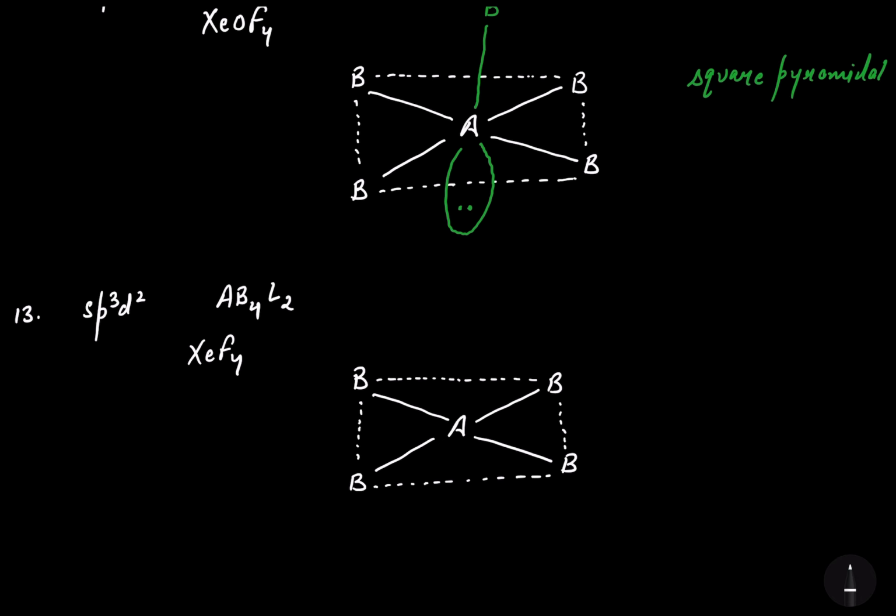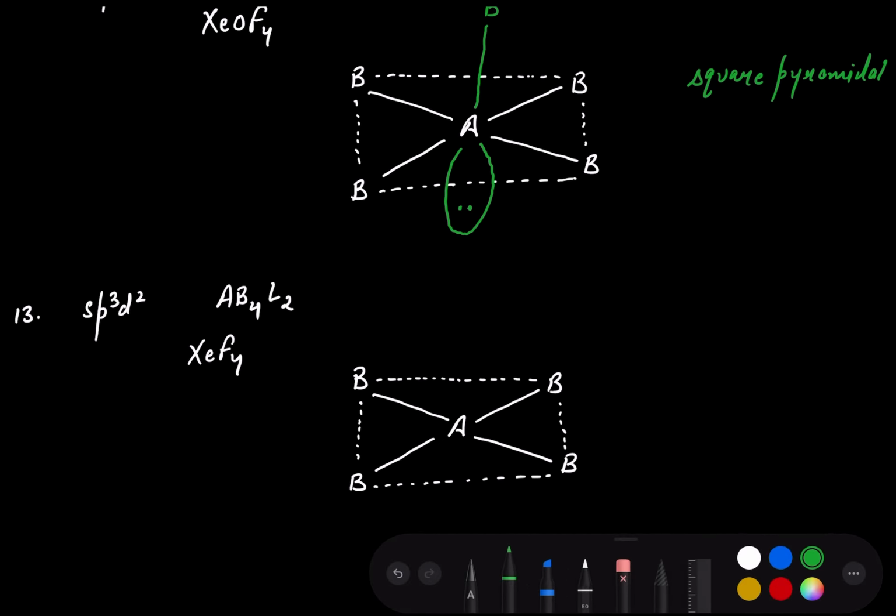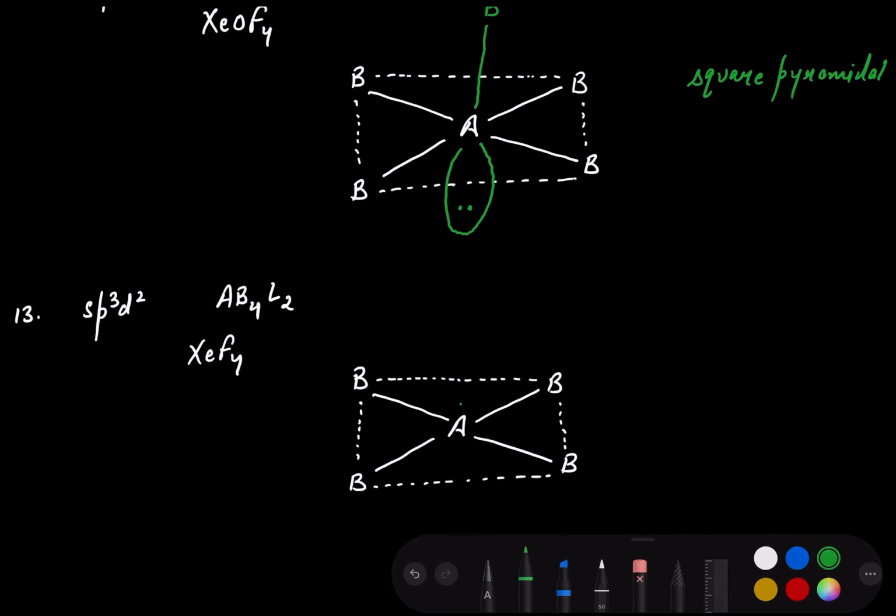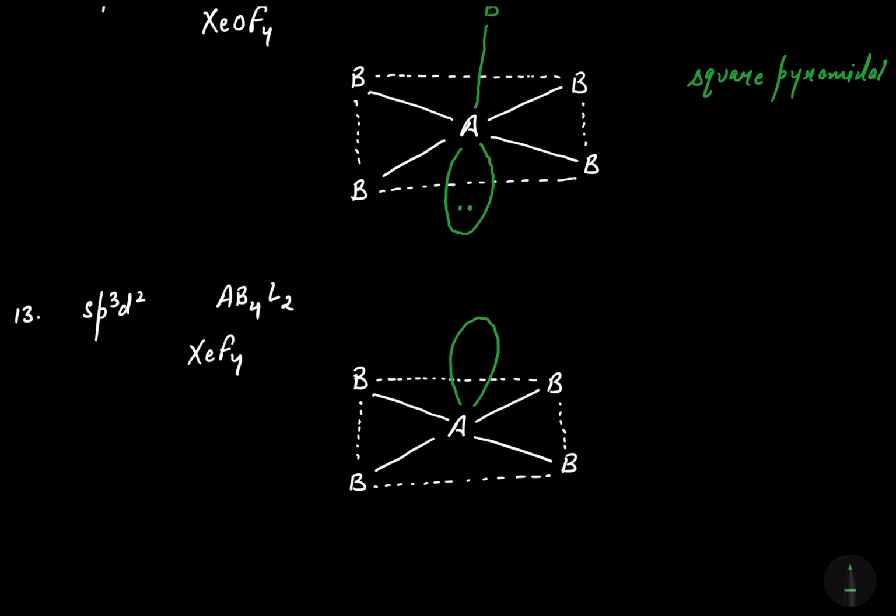Now we have two lone pairs. Those two lone pairs will hold the axial positions. The first one over here and the second lone pair over here. So these two are the axial positions. Now while naming this geometry, we have to ignore the lone pairs. So we are left with only the square plate. So this structure is called square planar.